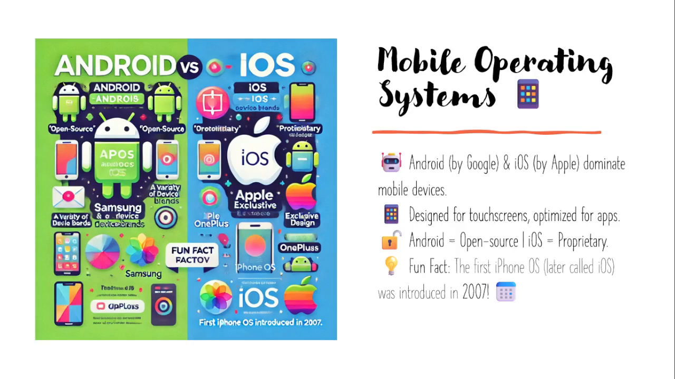caters to diverse needs. One major difference between the two is that Android is open source, allowing manufacturers and developers to customize it. In contrast, iOS is proprietary, tightly controlled by Apple for consistency and security. The first version of iOS, originally called iPhone OS, was introduced back in 2007. It marked the beginning of the modern smartphone era.